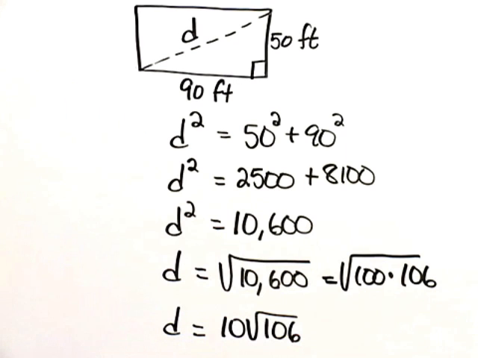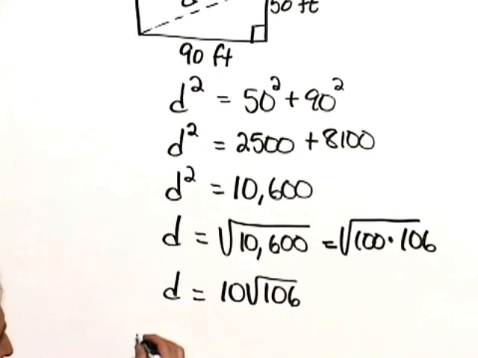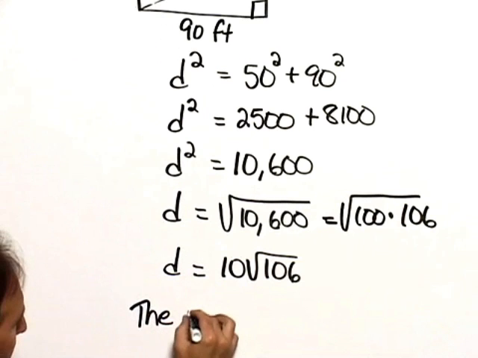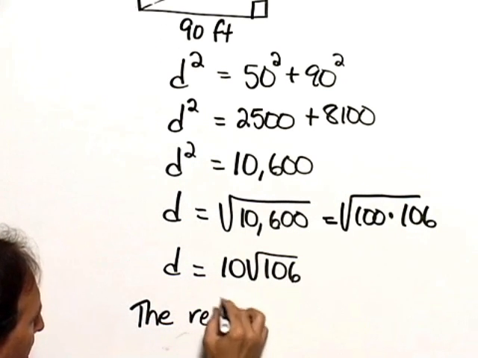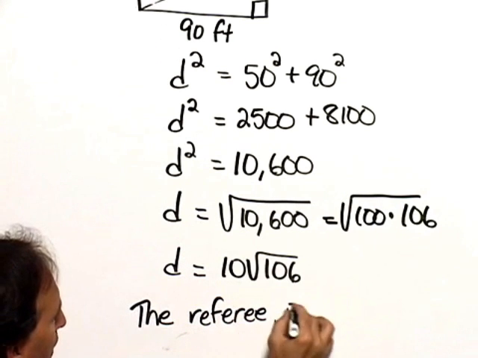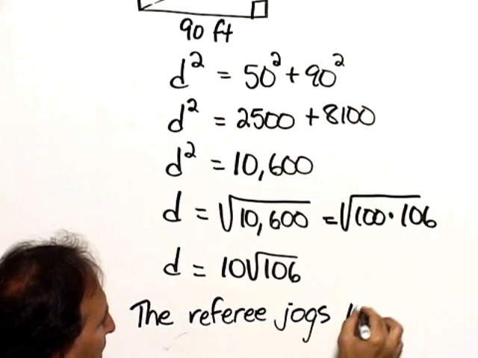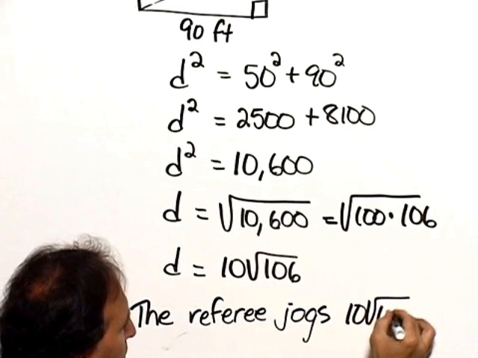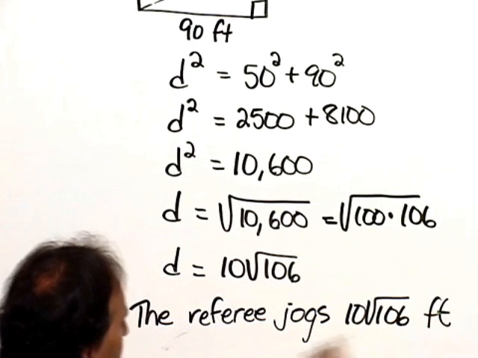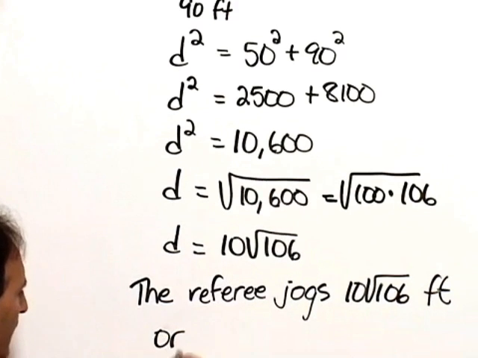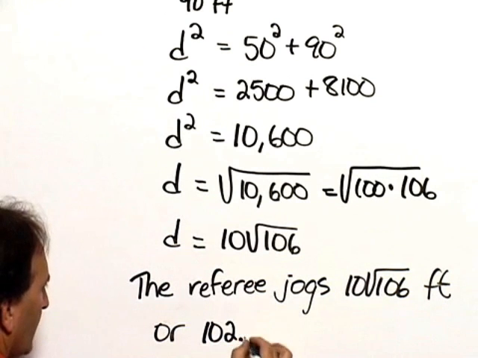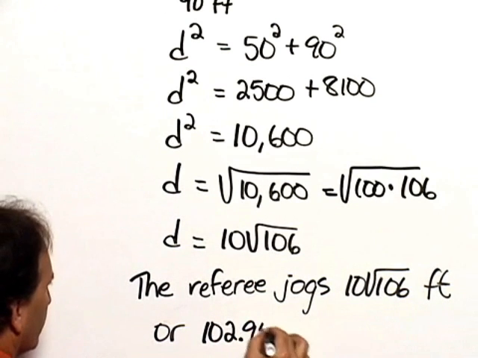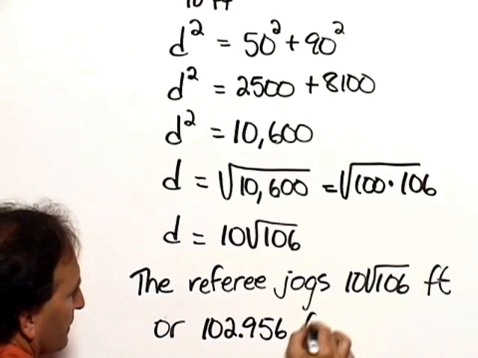So we can say that the exact answer is that the referee jogs 10 square roots of 106 feet, or in terms of an approximation to 3 decimal places, it's 102.956 feet.